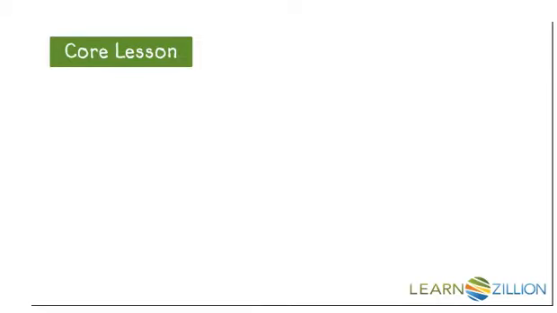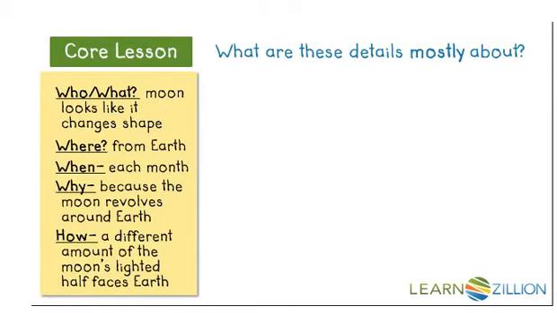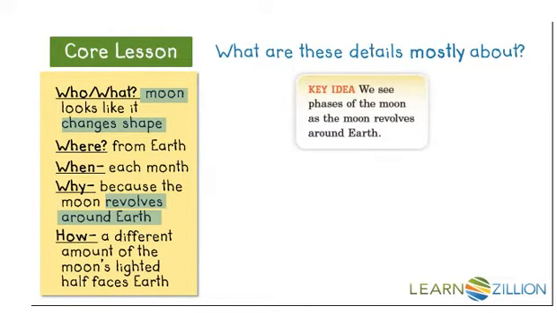Now I need to ask myself, what are these details mostly about? If I look at my key details notes, I know that the moon changing shape is very important. I also know this happens because the moon revolves around the Earth, so this is pretty important too. And look, the author has also included a key idea box at the end of this section. It reads, We see the phases of the moon as the moon revolves around Earth. This key idea box reminds me that the term phases of the moon is also important.